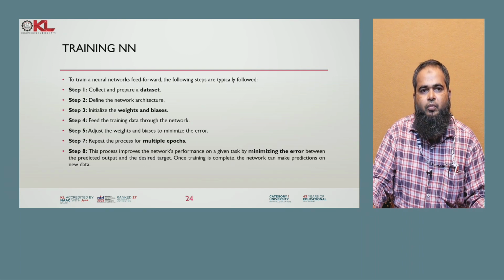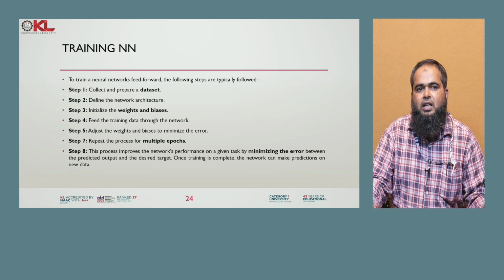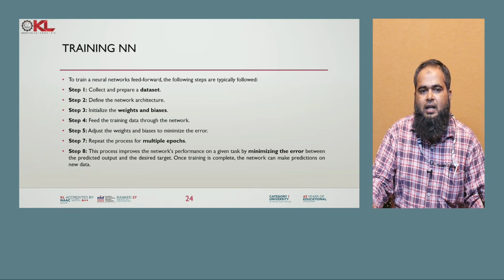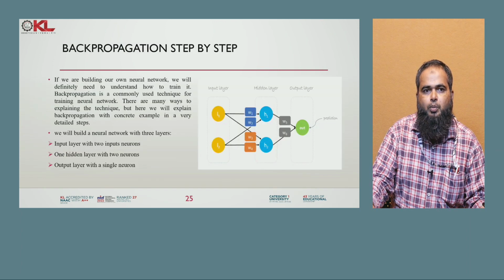And these are the steps where we implement the neural network with the help of backpropagation. Firstly, we collect the data set, define the neural network architecture, and initialize weights and biases. Then feed the training data through the network, adjust the weights and biases to minimize the error, and repeat the process multiple times. This process improves the network's performance by minimizing the error between the predicted output and the desired output. So, these are the steps that fulfill the concept of backpropagation.